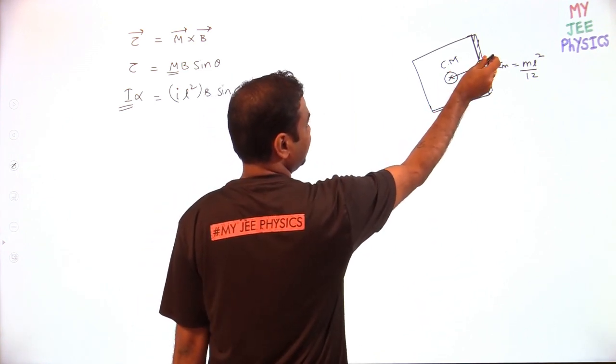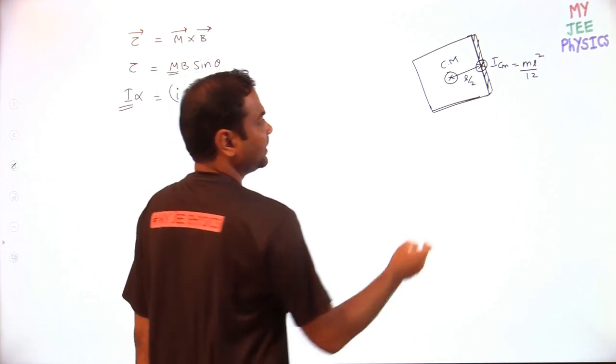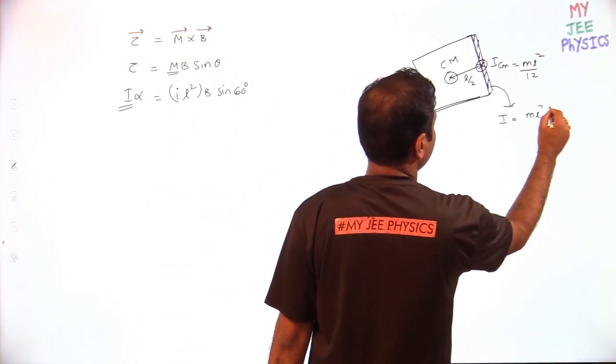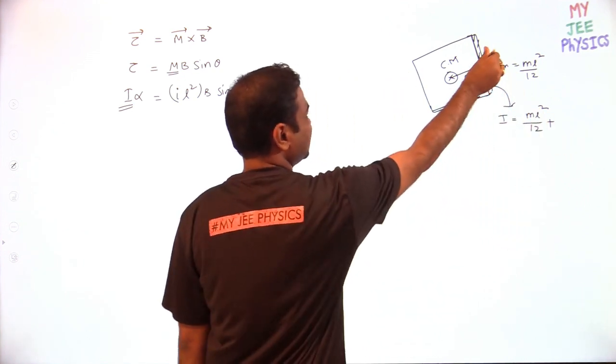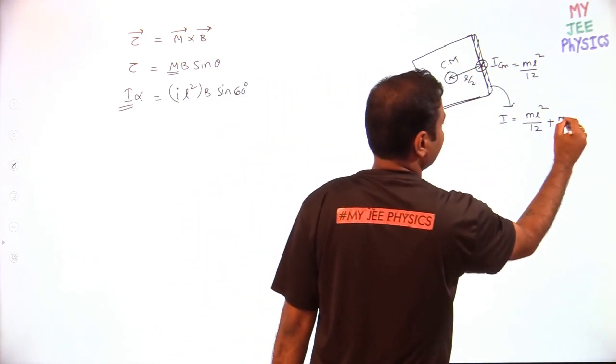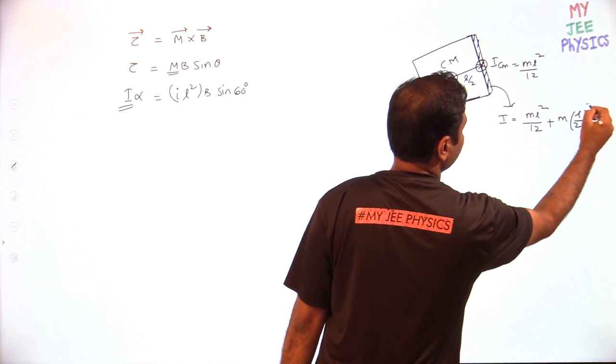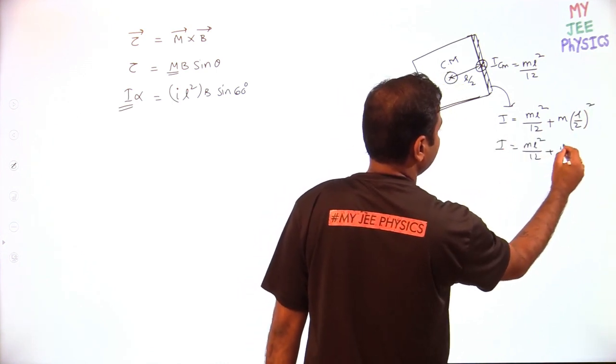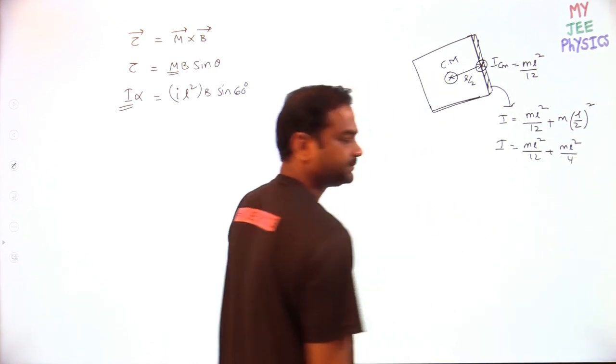Then what is the moment of inertia about this axis? About this axis I know ML² by 12, but this axis I require. The moment of inertia of this rod is ML² by 12 as I_cm. I am using the parallel axis theorem, plus M into (L by 2) whole square. Then the moment of inertia is ML² by 12 plus ML² by 4.